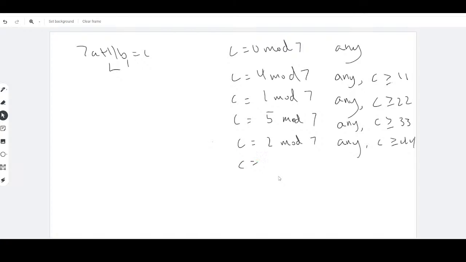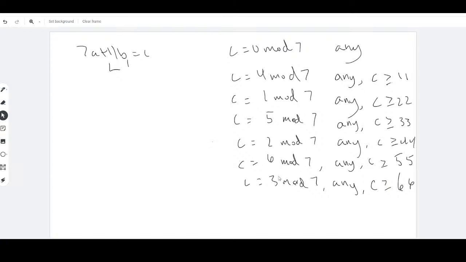And maybe we can see a pattern now. Whatever C mod 7 is, we will have a solution for it, but C will have to be greater than or equal to whatever B's residue is times 11. So in this case, if C is 6 mod 7, we can have a solution, but it has to be greater than or equal to 55. And with the last case, if C is equal to 3 mod 7, then we would have a solution for it, but C would have to be greater than or equal to 66.